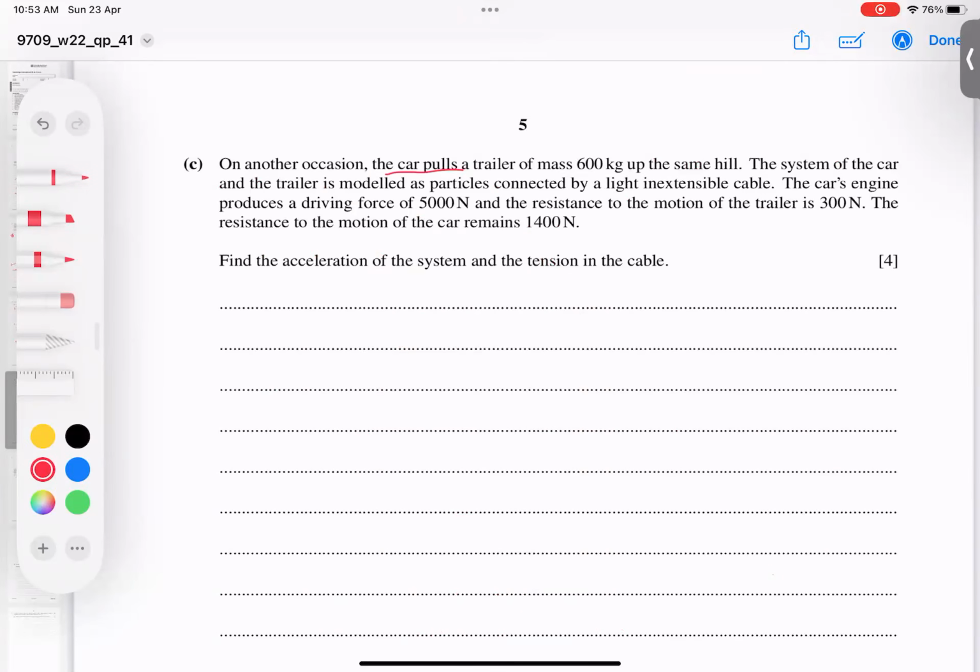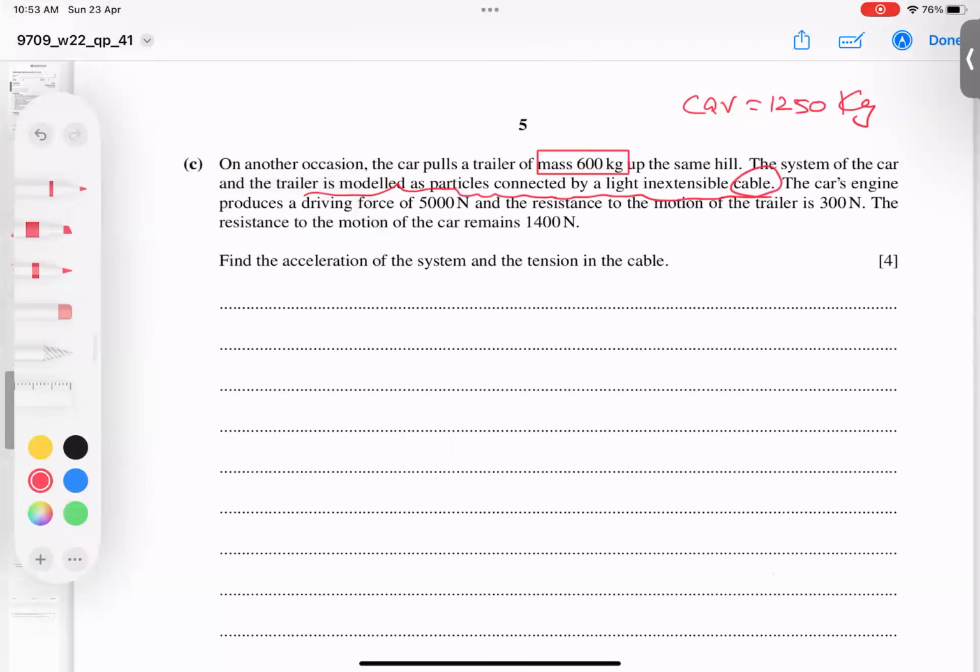Get ready. A trailer of mass 600. Okay, car mass, you know already. Car mass is, I think, 1250 kilograms. And trailer mass is given as what here? 600 kilograms. A system of car and trailer are modeled as particles connected by a string, by the cable.